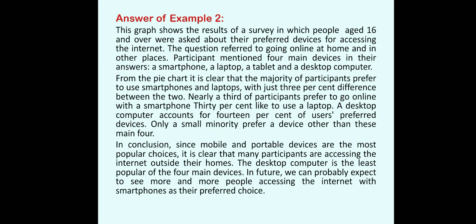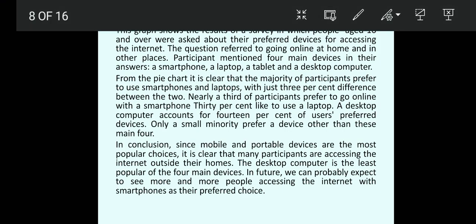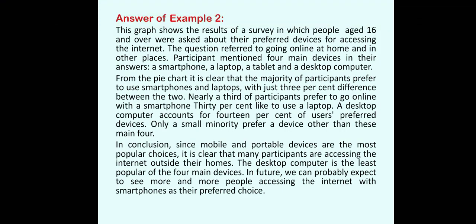This graph shows the result of a survey in which people aged 16 and over were asked about their preferred devices for accessing the internet. The question referred to going online at home and in other places. Participants mentioned four main devices in their answers: a smartphone, a laptop, a tablet, a desktop computer.